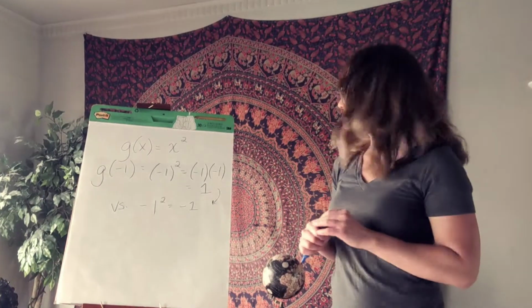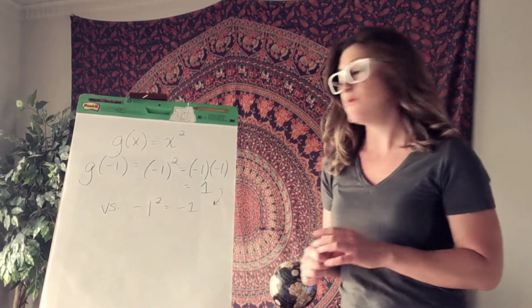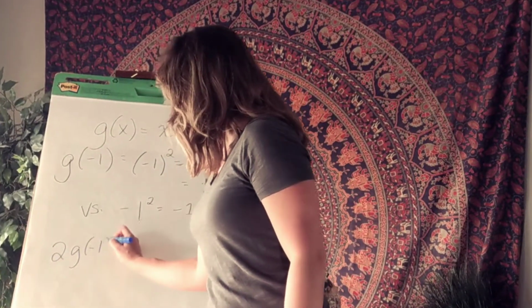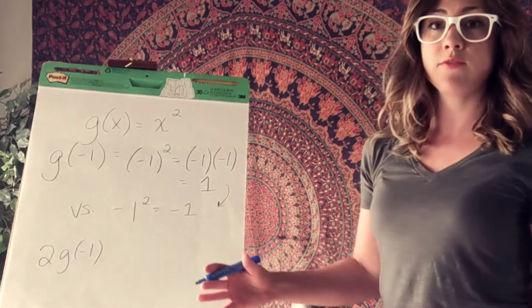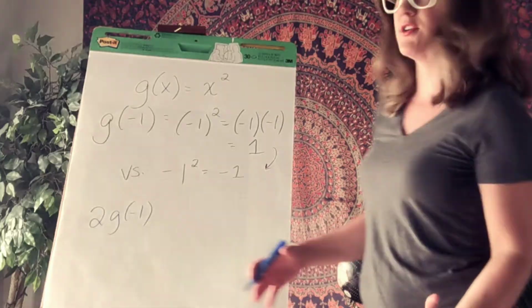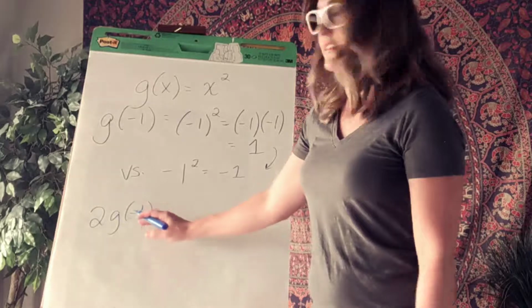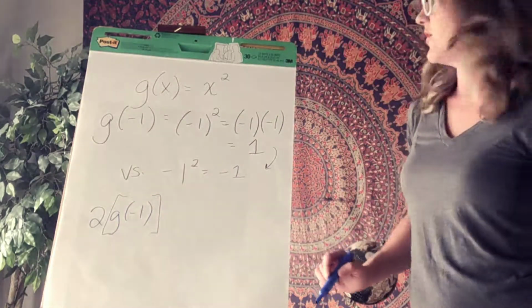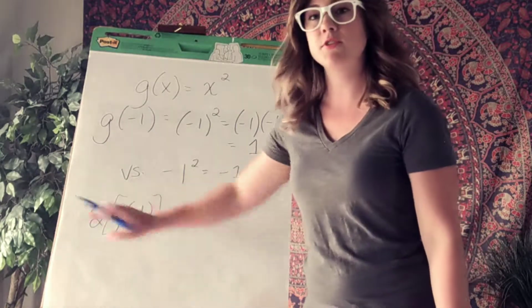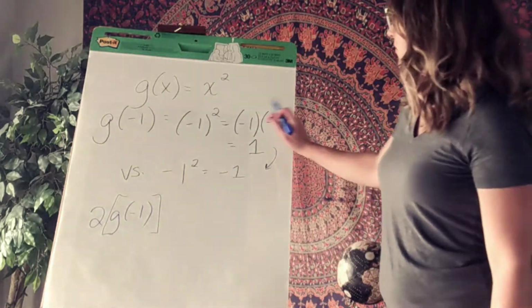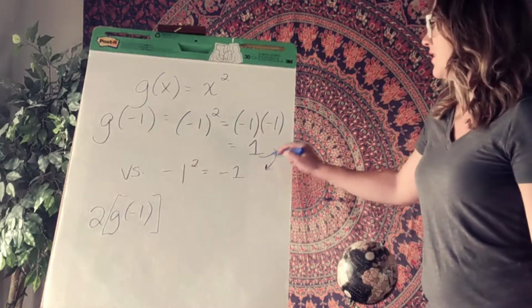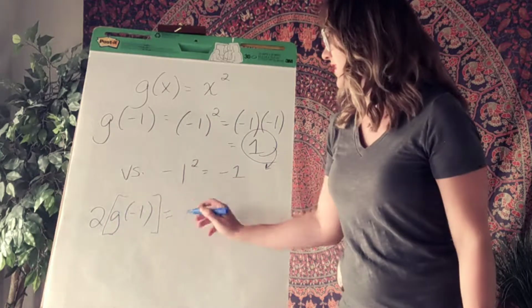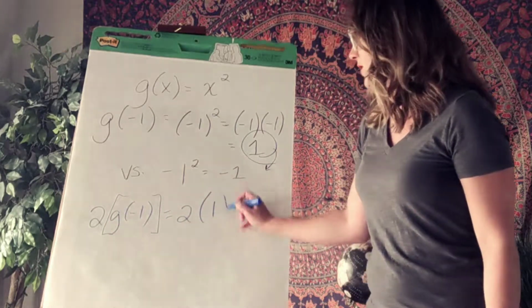So maybe instead of just being asked to find g of negative 1, you're asked to find 2g of negative 1. All right, we know that putting a coefficient in front of a variable simply multiplies that variable. This is no different. g of negative 1 represents an output. We're going to simply take that output and multiply it by 2. So above, we already found g of negative 1. We found that it was 1. So I can replace this entire g of negative 1 with the number 1.